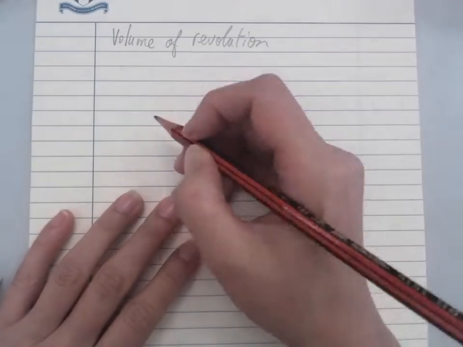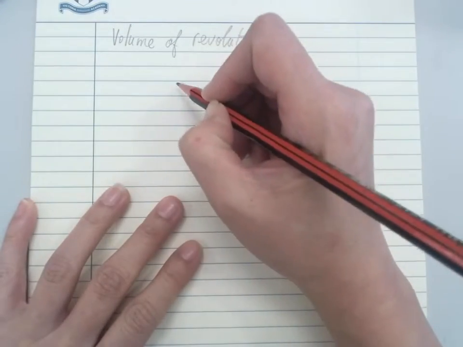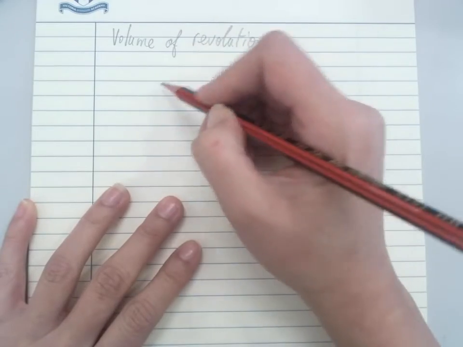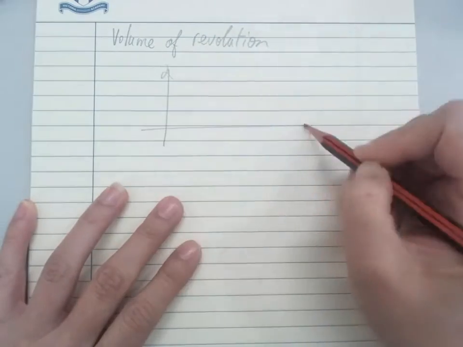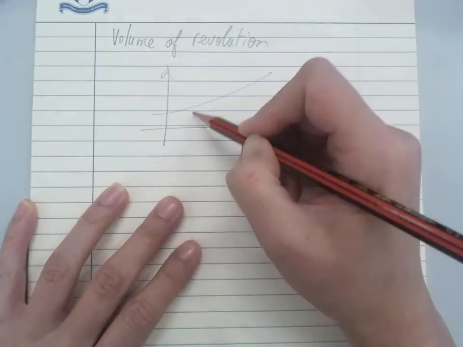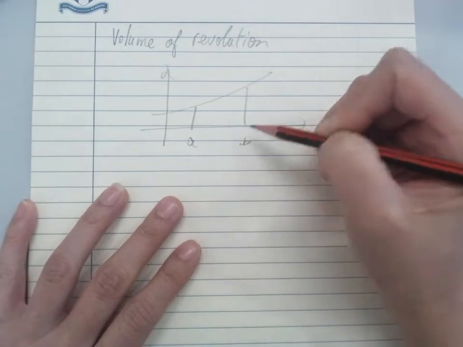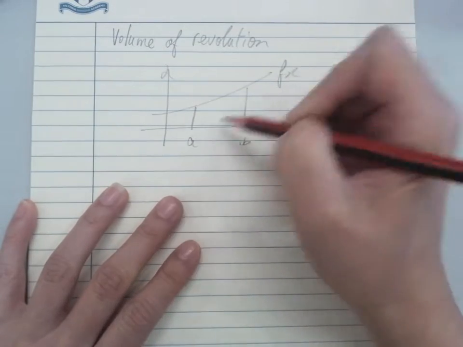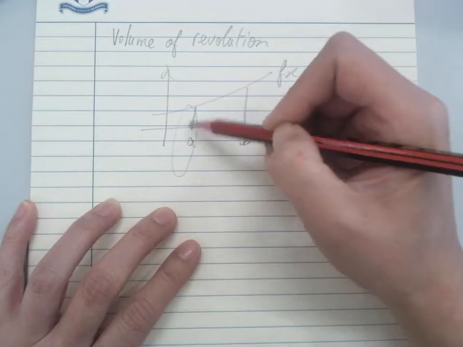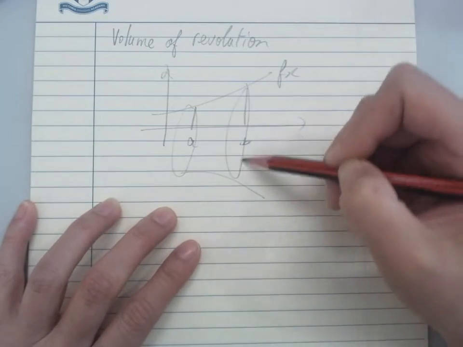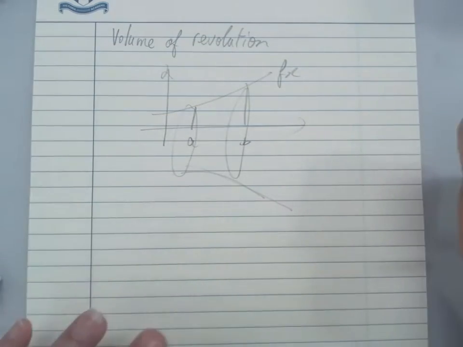Volume of revolution starts with an equation like this. Originally we have a curve. This is a and this is b. All right, so we have f(x) here. After we rotate it, it will become a circle and become a cone or prism or something.